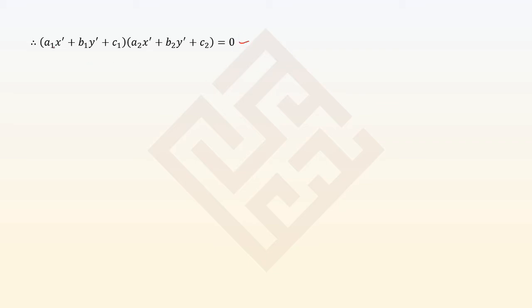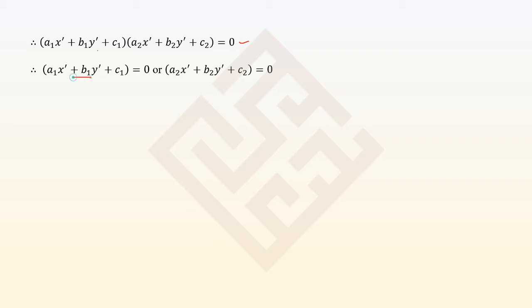तो हमें मिलता है (a1 x' + b1 y' + c1) multiplied by (a2 x' + b2 y' + c2) is equal to 0. Now this is multiplication of two terms, so that means automatically you can say either the first bracket is 0 or the second bracket is 0. So you can say a1 x' + b1 y' + c1 is equal to 0, or you will get a2 x' + b2 y' + c2 is equal to 0.